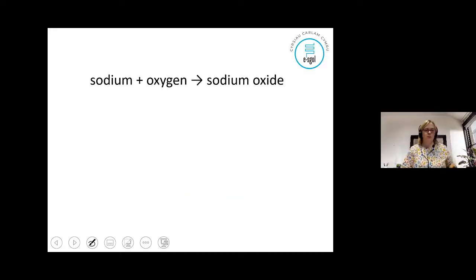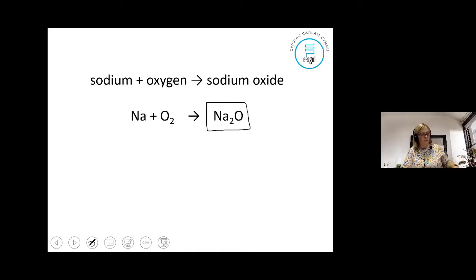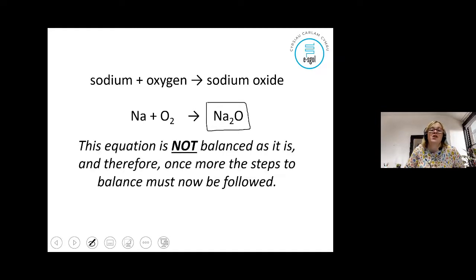So we've got Na plus O2, Na because it's monoatomic, O2 because it's diatomic. Those are rules you can't change. That's the reality. And we've just proven that the formula is therefore going to be Na2O. Okay. So if we look at it, this equation is not balanced as it is, and therefore once more the steps to balance must now be followed. So you can see that we've got an issue with the sodiums and the oxygens this time.